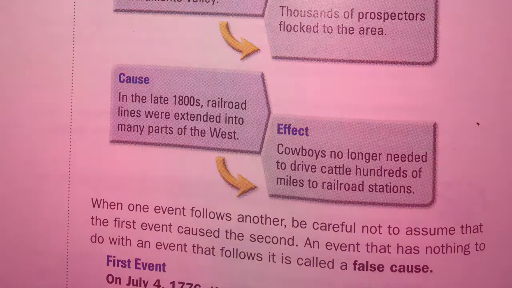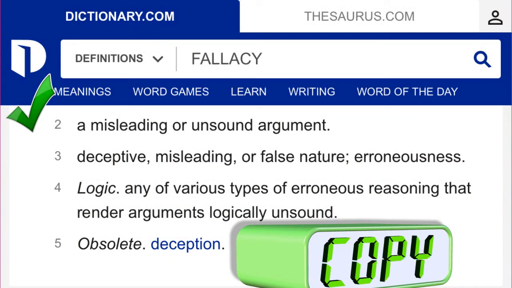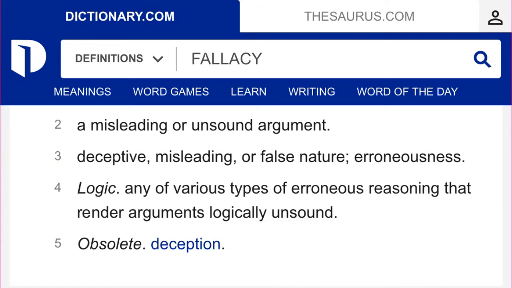Also, there is a way for your reasoning to be wrong. Reasoning that is wrong is called a fallacy. For the definition of fallacy, copy down number 2 and number 4. Number 2 reads, a misleading or unsound argument, and number 4, as it pertains to logic, reads, any of various types of erroneous reasoning that render arguments logically unsound. And what this means is that there could be various errors in the reasoning that would make the logic incorrect. A fallacy is a professional way of telling someone that they are wrong or that they do not know what they are talking about. It is when an error is in their reasoning.